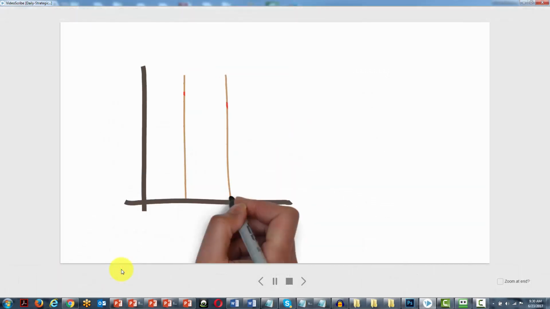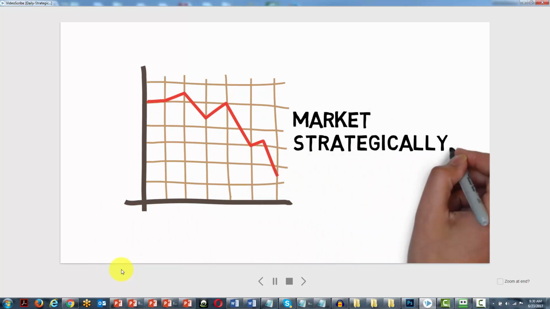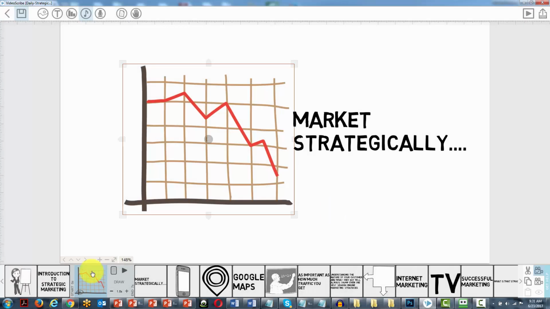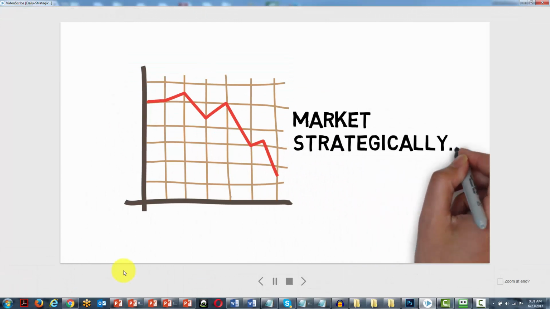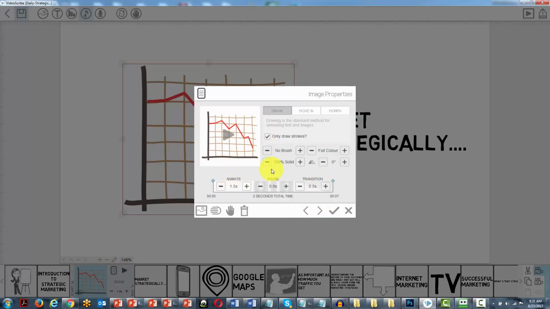During difficult economic times, they must market strategically. That means. And once again, what we could do is we could shorten this. We could shorten this to 2 seconds or 1.5 seconds. And then we can take another look at this. Economic times, they must market strategically. So you can see that one of the elements that you have control of is the amount of time that it takes something to animate and finish its full effect.